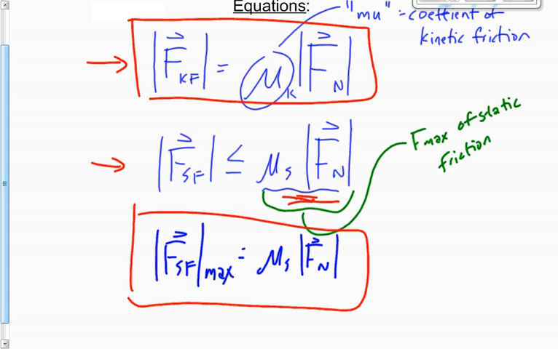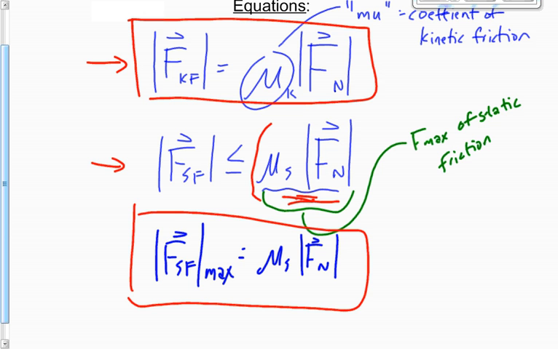Because this, what we see over here, is the maximum force of static friction. It's always going to be, think about that, less than or equal to the maximum force of static friction. The maximum amount of money that I have is the $30 that I have in the bank. Well, the amount that I have in my wallet is always going to be less than or equal to that $30. Does that make sense?